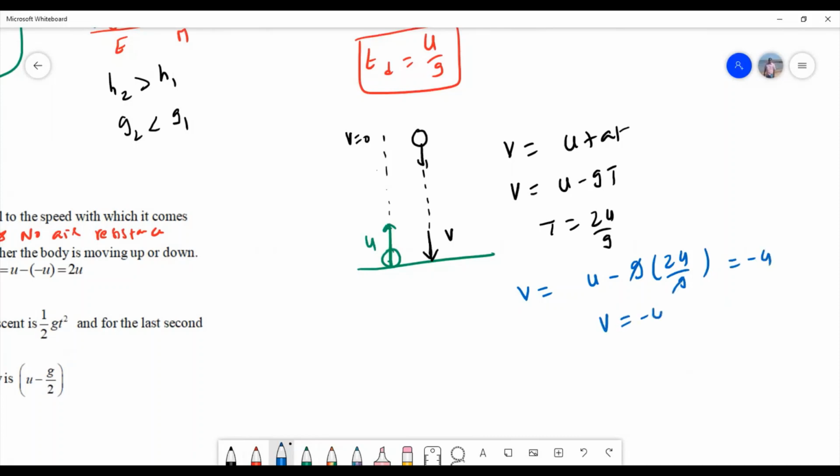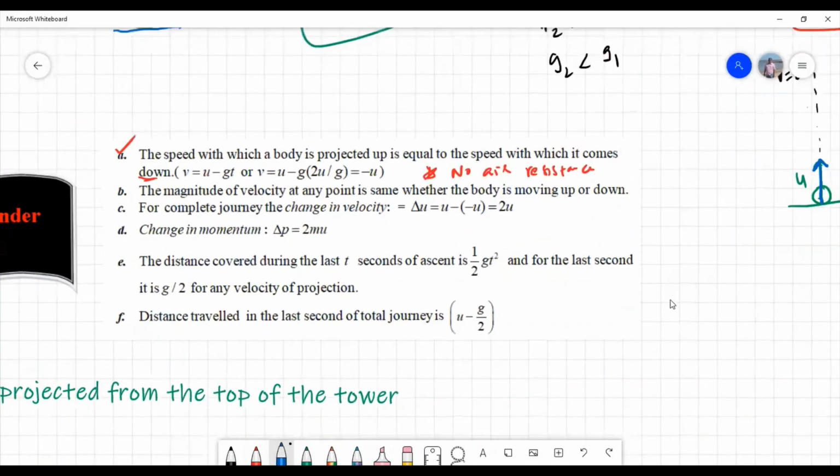A very important identity we should understand. So what did I prove? With whatever velocity we project a body, it returns to the ground with the same velocity. But what does that minus sign mean? It is opposite to the original direction. With whatever velocity we project a body, it touches the ground with the same velocity. That's an important point.